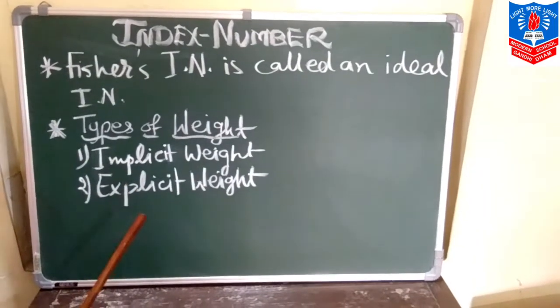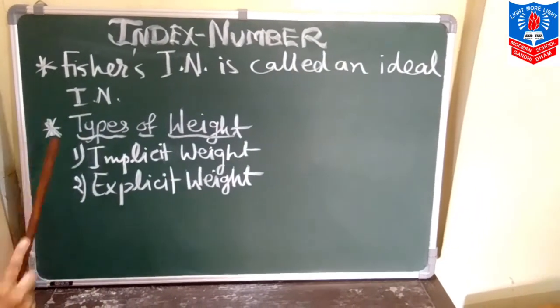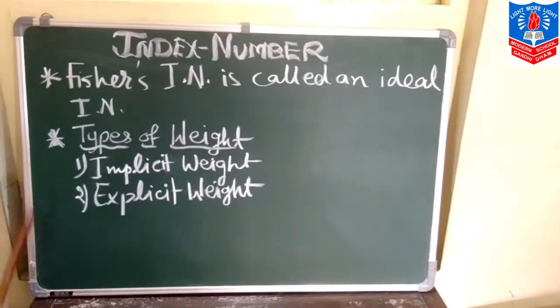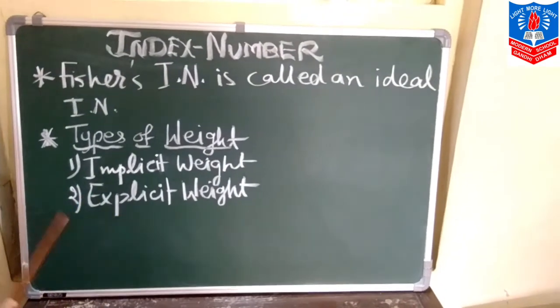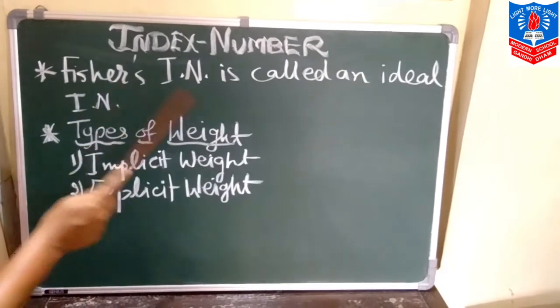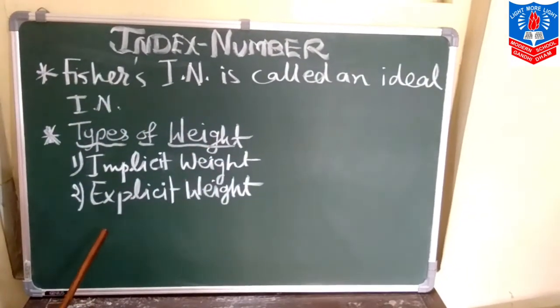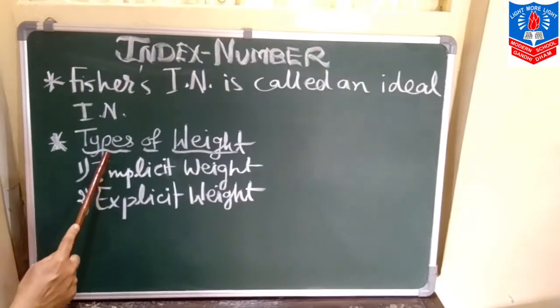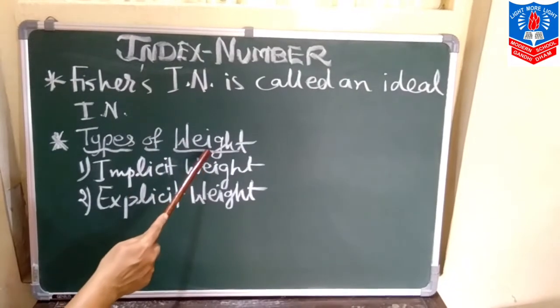And the last one is, this index number is free from bias as it balances the demerits of Laspeyres' and Paasche's index numbers. So these are the four reasons because of which Fisher's index number is called an ideal index number. Our next topic is types of weight.